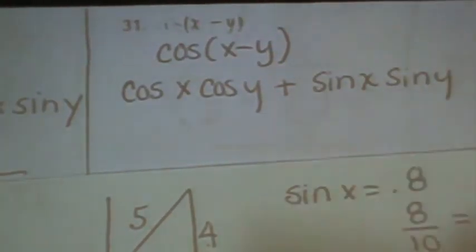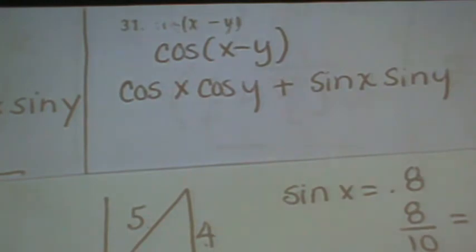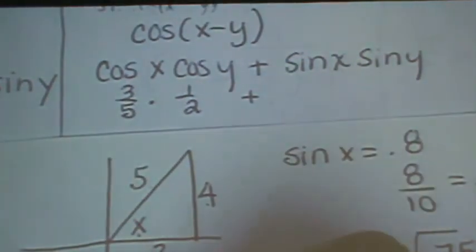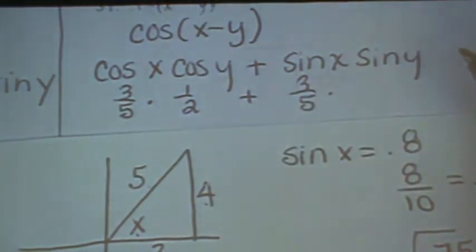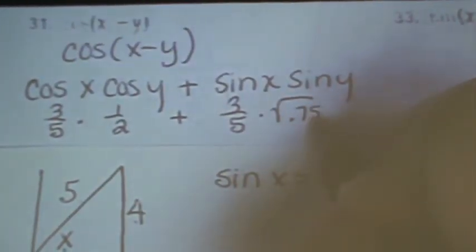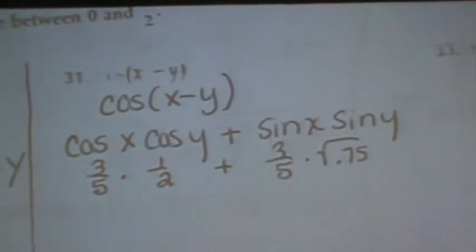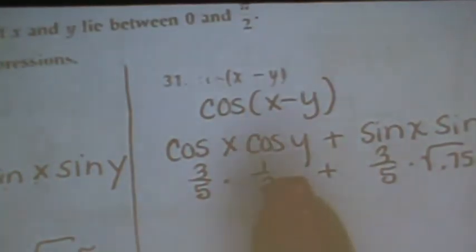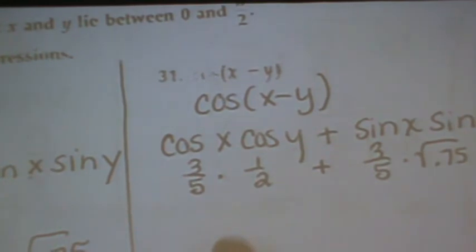So using your x, cosine of x would be 3/5. Cosine of y would be 1/2. Sine of x would be 4/5. And then the sine of y would be square root of 0.75, and then do your math. Really, the only difference between this problem and the last one is that this one was a subtraction and that one was an addition. So for 31, you should get 0.993.